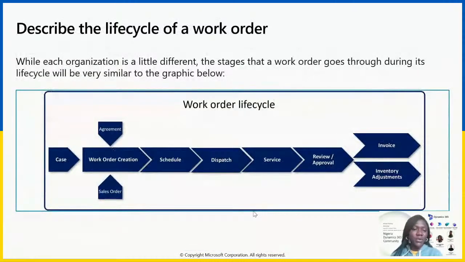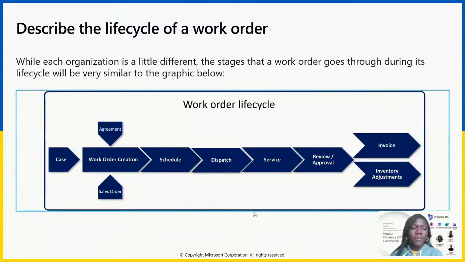So what does the life cycle look like? While organizations are a little different, we know that this process can be standard for every organization, but this kind of just gives us an idea of how it runs end to end. So you have the case at the very end, and then the work order creation. So it can come in from a case, from an agreement, from a sales order, manually, through an IoT device, and all of the things that we've spoken about.